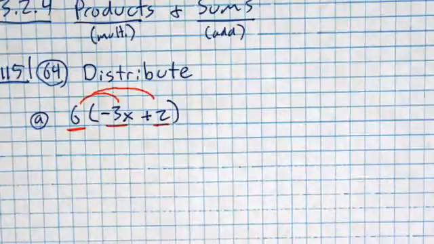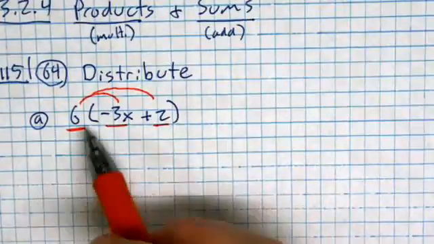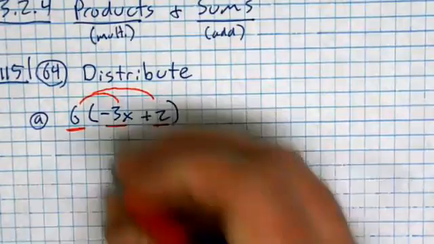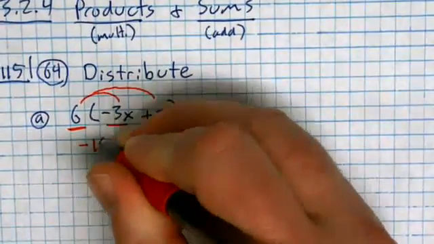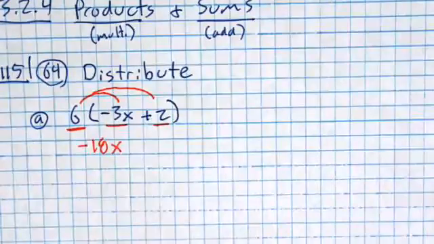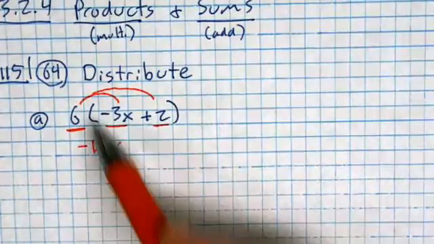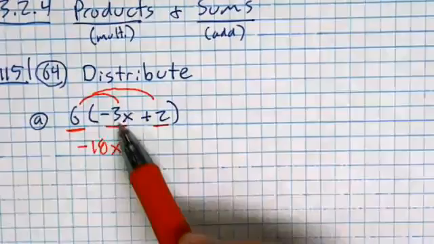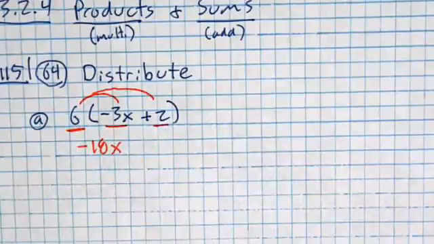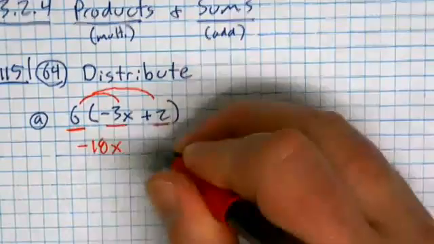So I just have to do 2 multiplication problems, basically. So let's do the 6 times the negative 3x. What's 6 times negative 3? Negative 18, and there's an x there, so we'll put an x here as well. So negative 18x. So that took care of 6 times the negative 3. We also have to do the 6 times the 2. What's 6 times 2? It's 12.